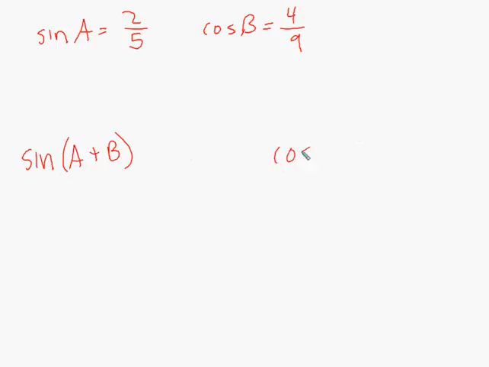You are not dismissed. Let's say I tell you that the sine of some angle is 2/5 and the cosine of a different angle is, say, 4/9. And I want the sine of A plus B and the cosine of A plus B, just as an example. What do you need to do first? Find the other one. Find sine B and cosine A. So I draw two right triangles.